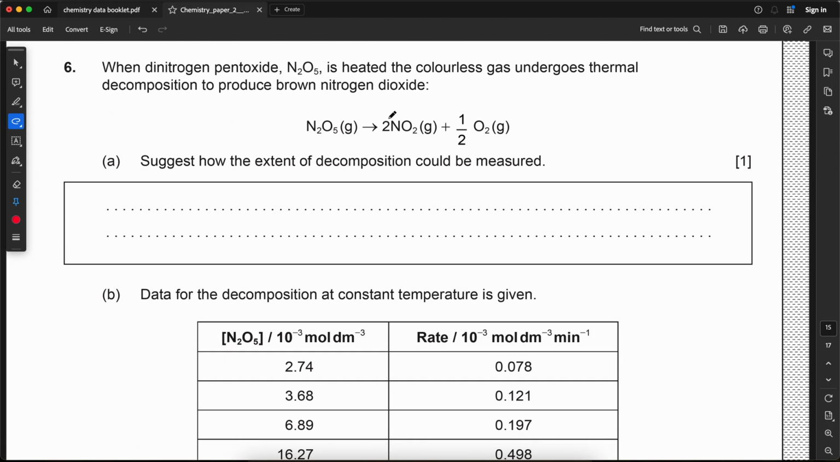When dinitrogen pentoxide N2O5 is heated, the colorless gas undergoes thermal decomposition to produce brown nitrogen dioxide. Suggest how the extent of decomposition could be measured. You can use a colorimeter because it produces color, or you can check the change in color, or you can check the change in volume because gases are produced. You can also check the change in pressure, one of them.